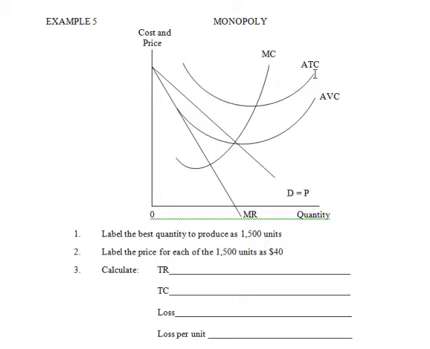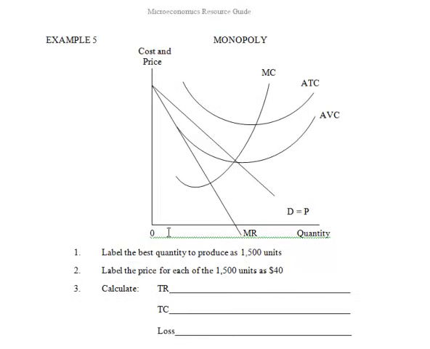So what I've asked my students to do is, and let me get this a little bit lower, again, label the best quantity to produce as 1,500 units. So you start with the marginal cost curve. You follow it till it hits marginal revenue. You go straight down and you label that 1,500 units. Then you make this obnoxious line up and down through your graph from 1,500 units.